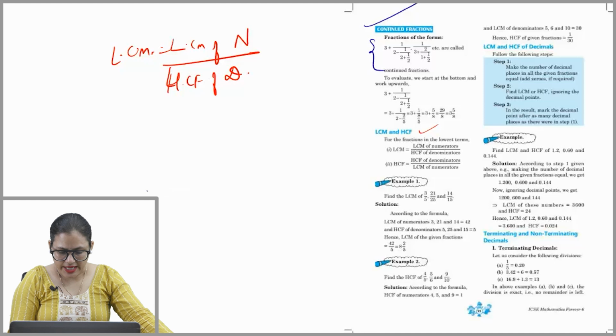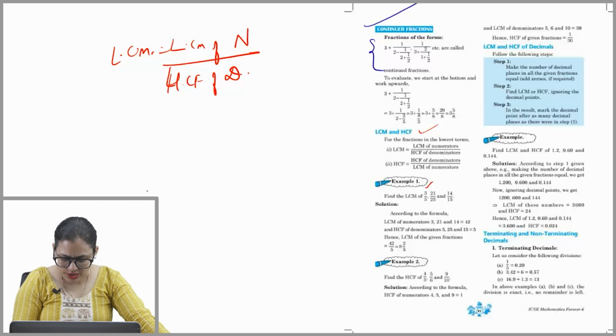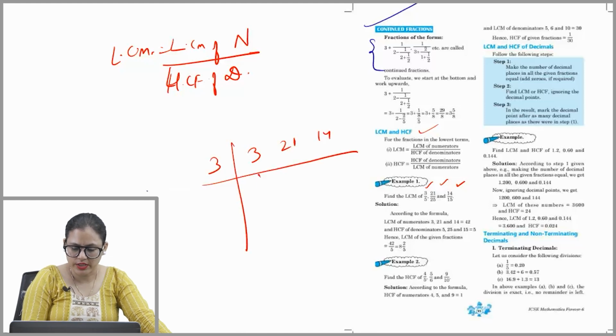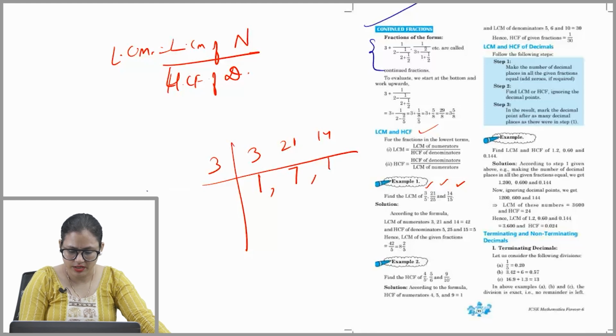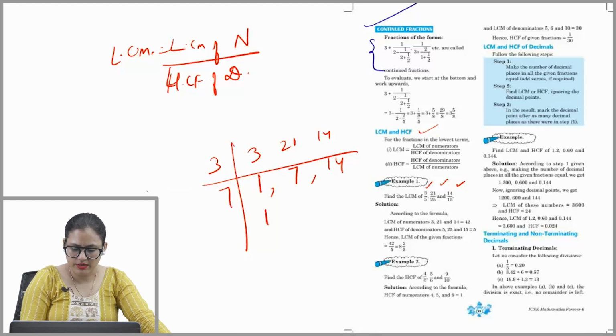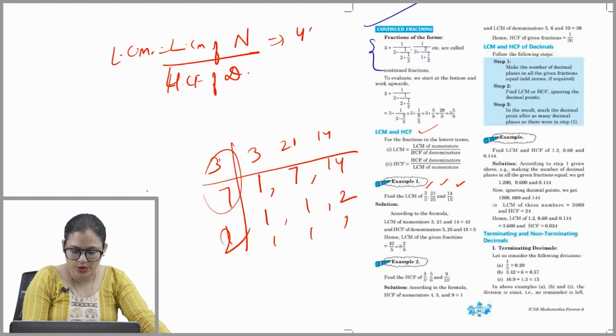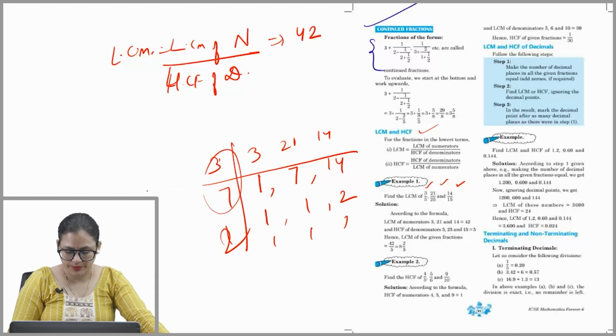See, the LCM of numerators means 3, 21 and 14. We will find the LCM of these numbers. 3 ones are 3, 3 sevens are 21, then 14. 7 ones are 7, 7 twos are 14, and 7 threes are 21 and 21 twos are 42. So the LCM of the numerators is 42.